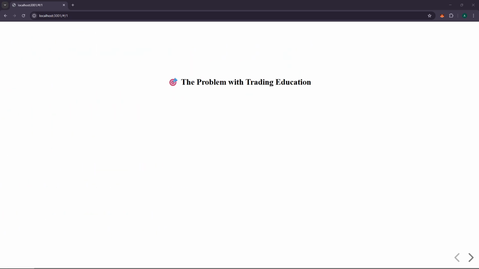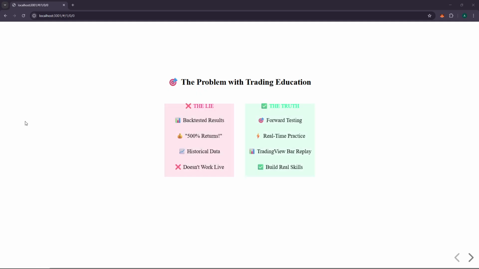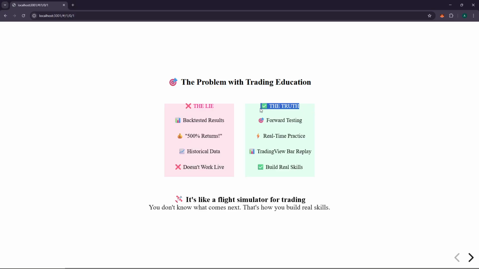So the problem with trading education right now is that people sell backtested results, 500% return on historical data, but it doesn't work live, right? The truth is forward testing, real-time practice, TradingView Power Replay, and building real skills. This is the truth that we're going to be doing, okay? From day one, we're going to be doing forward testing.